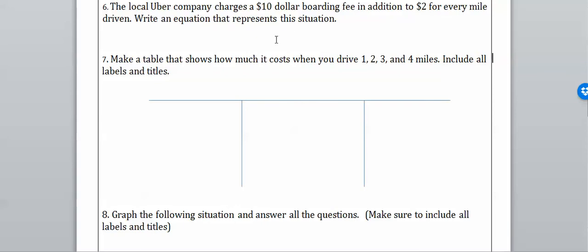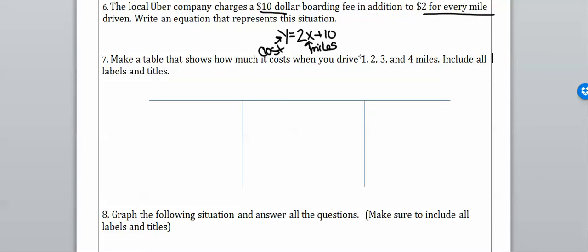A local Uber company charges a $10 boarding fee in addition to $2 for every mile driven. So write an equation that represents this situation. Well, we always start with y equals, and we have how much that's going to be repeated. $2 for every mile. So x is the miles and y is the cost. And in addition to the $2 per mile, we have to pay that $10 boarding fee. So $2 for every mile plus $10.